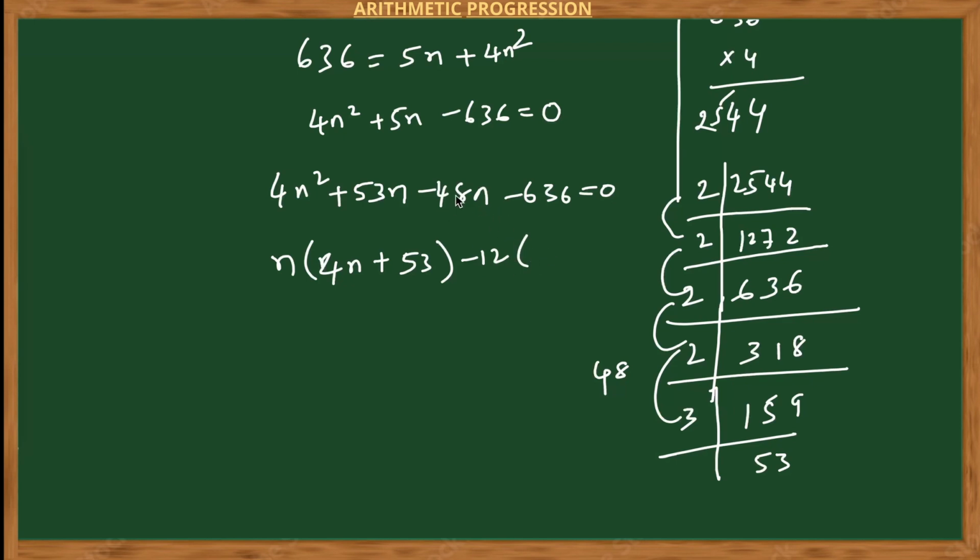4 12s are 48. Okay, 48, 4 times it goes, the remaining is n. Okay, minus into minus becomes plus, so 636 goes in 12. Okay, so if you divide in 12, it goes 53.